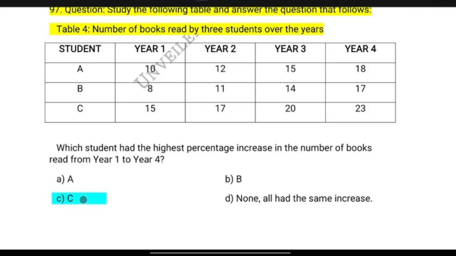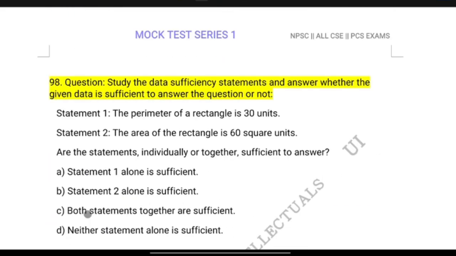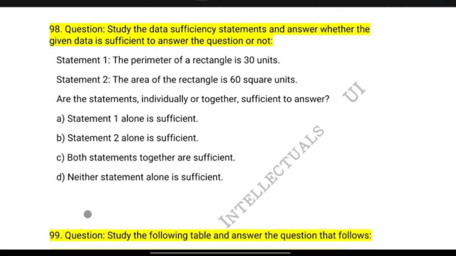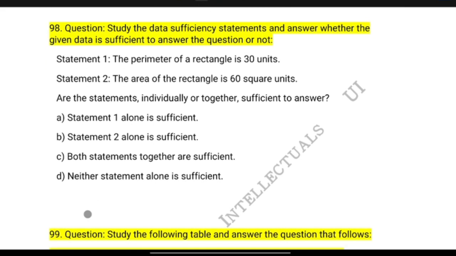98. Question. Study the data sufficiency statements and answer whether the given data is sufficient to answer the question or not. Statement 1. The perimeter of a rectangle is 30 units. Statement 2. The area of the rectangle is 60 square units. Are the statements, individually or together, sufficient to answer? Correct answer is C. Both statements together are sufficient.